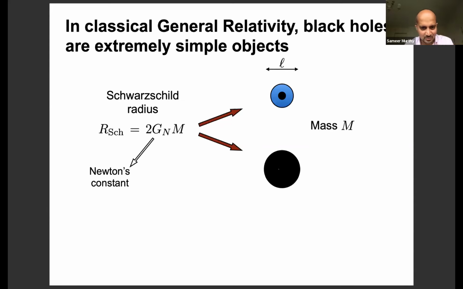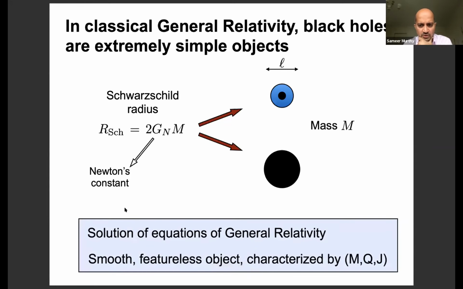Okay, I tried to show this with a picture. Everything is black. No signal can come out. And this is the solution. So the way to say this is that you have a solution of general relativity, and the solution is a very smooth, featureless object. It has no information about what went in, characterized completely by its conserved charges. In this case, the mass. But when you have electric charge or angular momentum, there are those also. Okay, so that's the picture in classical general relativity.